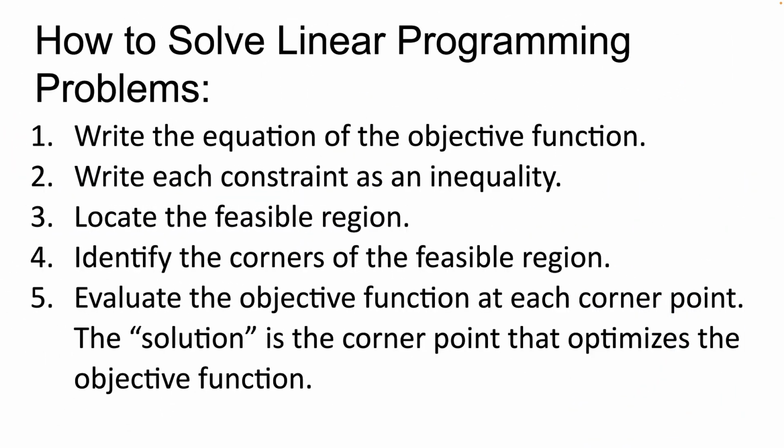This is a brief overview of how to solve a linear programming problem. First, you need to write the equation of the objective function, then write each constraint as an inequality. Oftentimes, these will be done for you, like I've done in the 2 examples in this video. Then you'll need to locate the feasible region and identify the corners of the feasible region. Finally, you'll evaluate the objective function at each corner point. The solution is the corner point that optimizes the objective function.